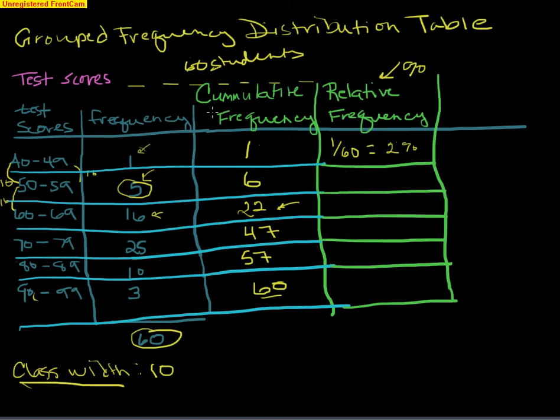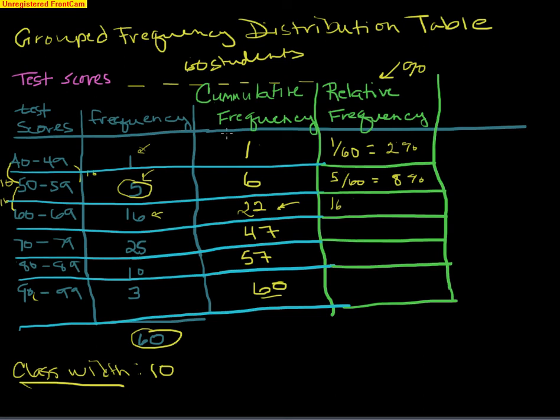The next one, what is the relative frequency for the next class? Well, 5 people out of the 60 got between a 50 and a 59, and if you do that on your calculator, it's going to be about 8%. It's 8.3%. And so using our rules of rounding, we're going to round down.